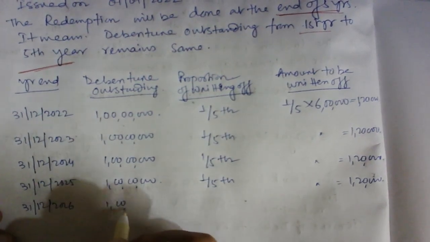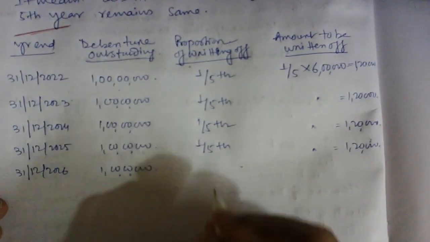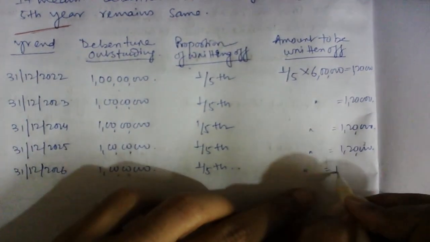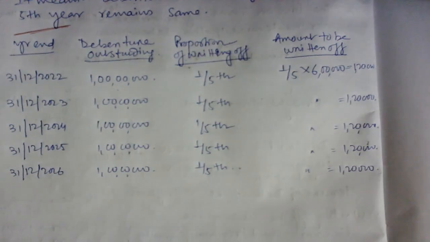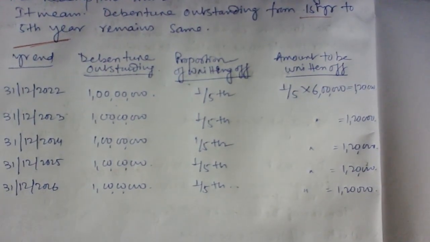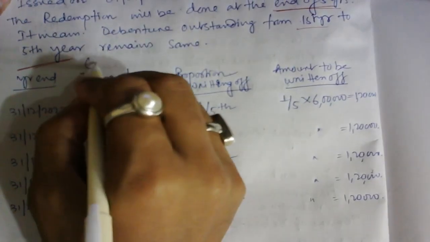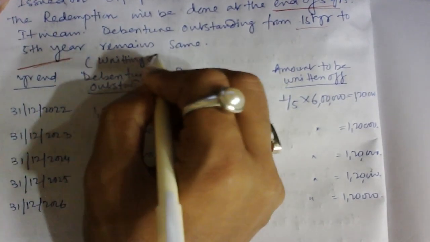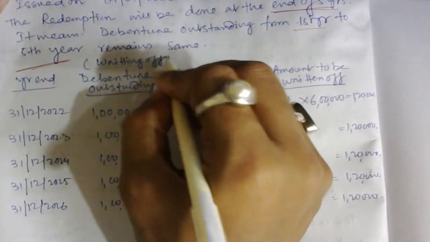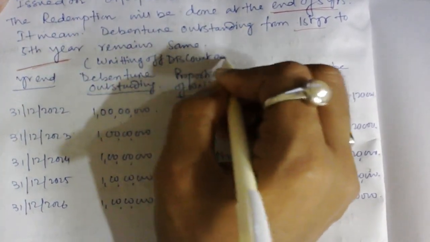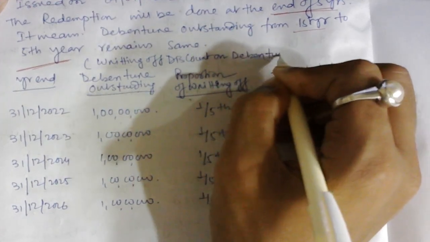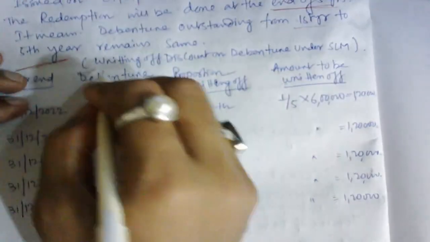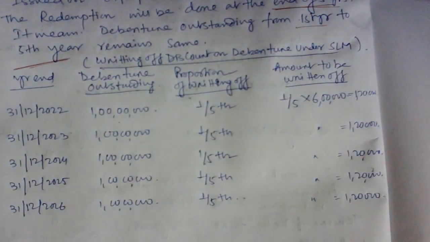By the 5th year it is completed, the same 1/5, the same 1,20,000. Done. That is, we are following writing off discount on debenture under the SLM method. You can write down under SLM.